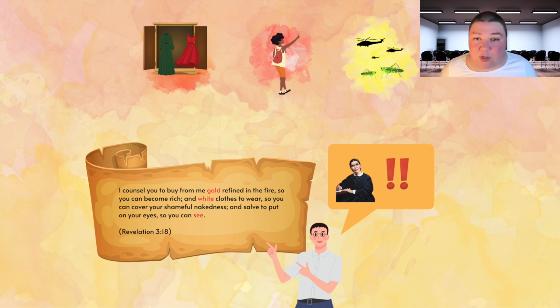"I counsel you to buy from me gold refined in the fire, so that you can become rich, and white clothes to wear so you can cover your shameful nakedness, and salve to put on your eyes so you can see." They argued that this was all about Ellen White because gold was her middle name, the mention of white clothes, and the name Ellen means torch or light, assumed to be mentioned here in connection with the healing of eyes so they can see.